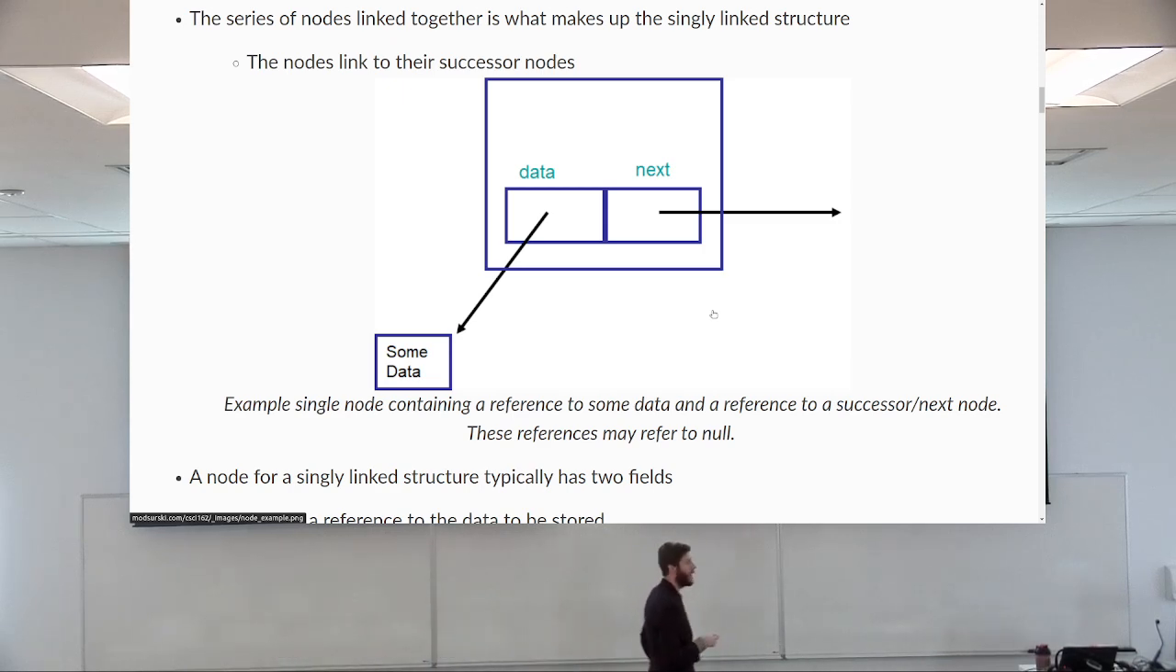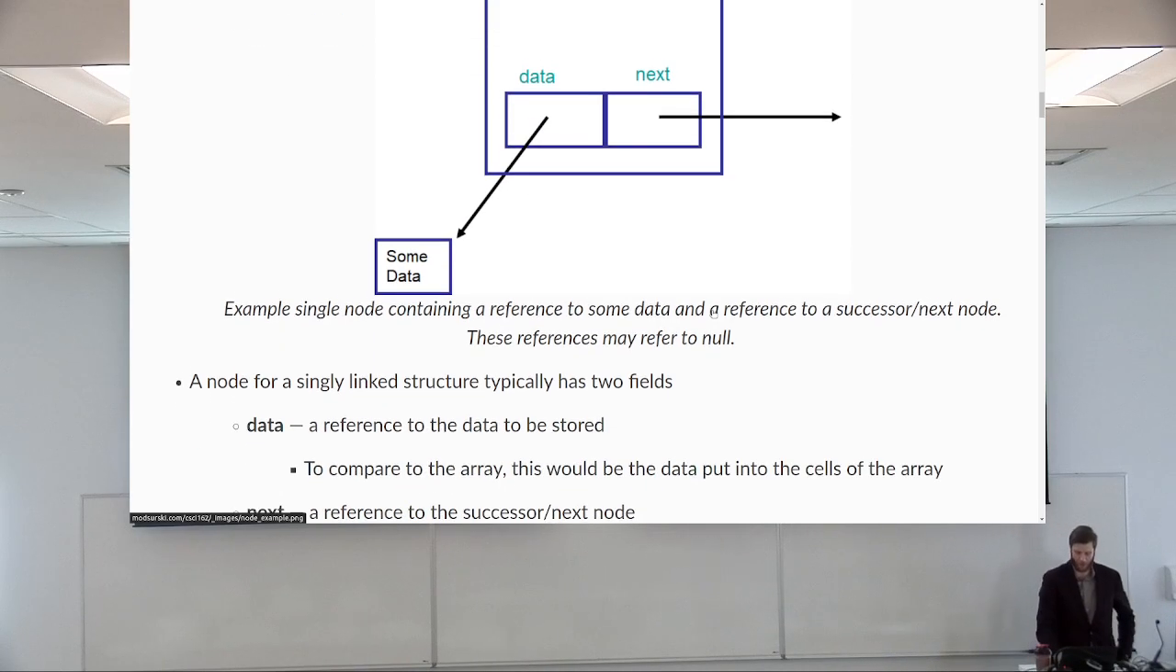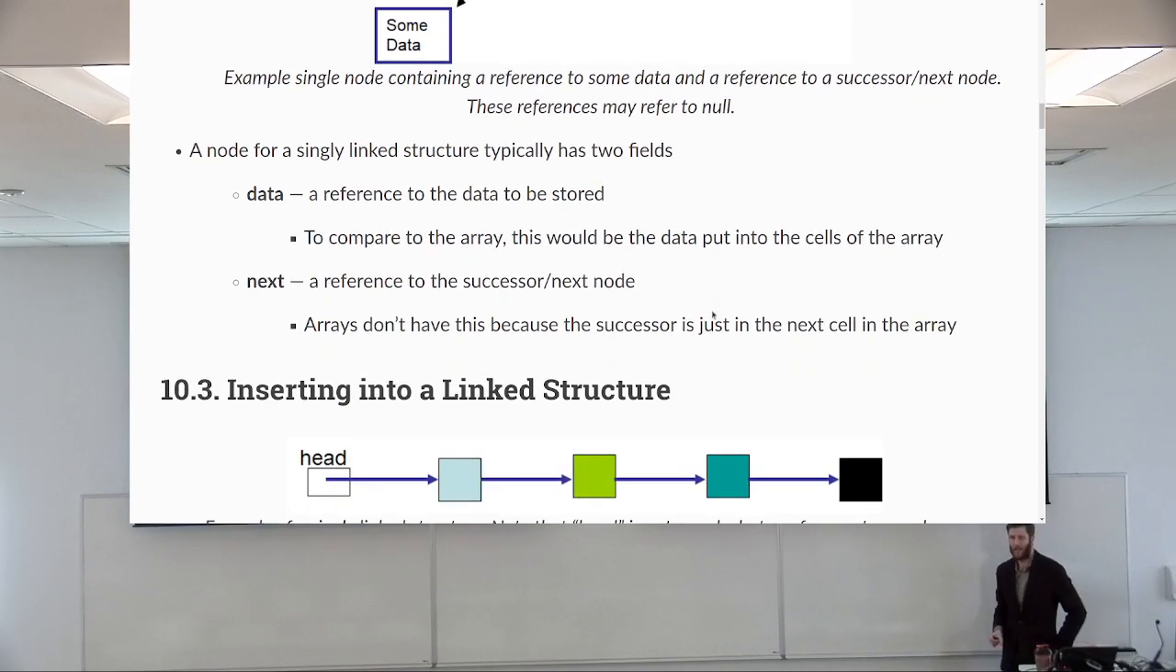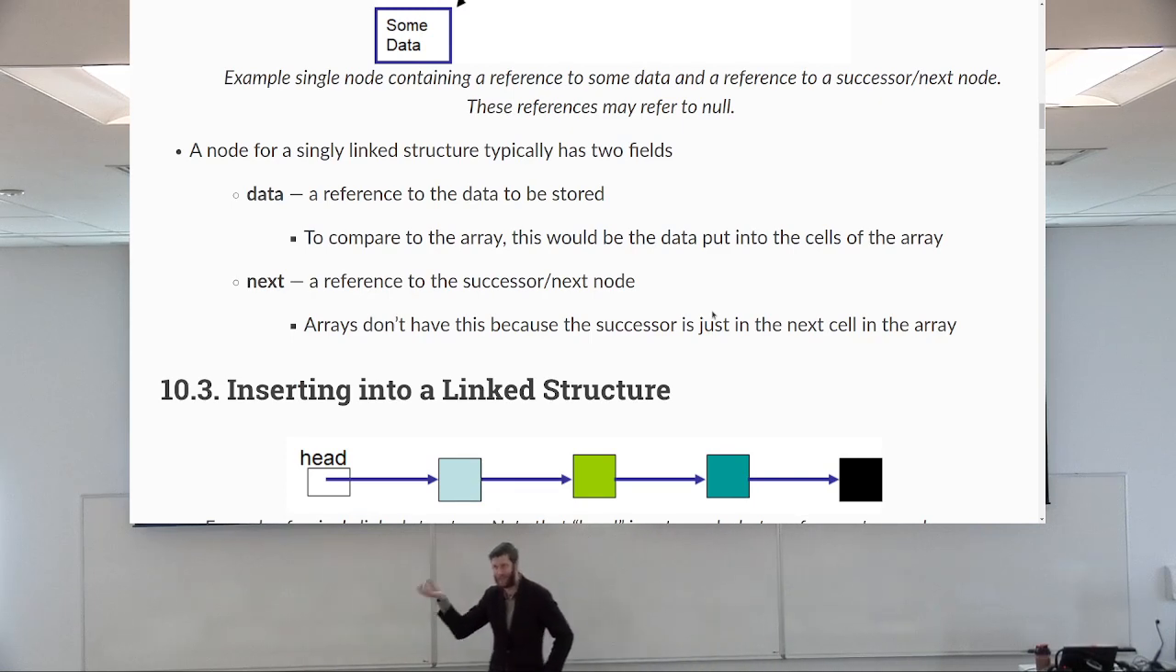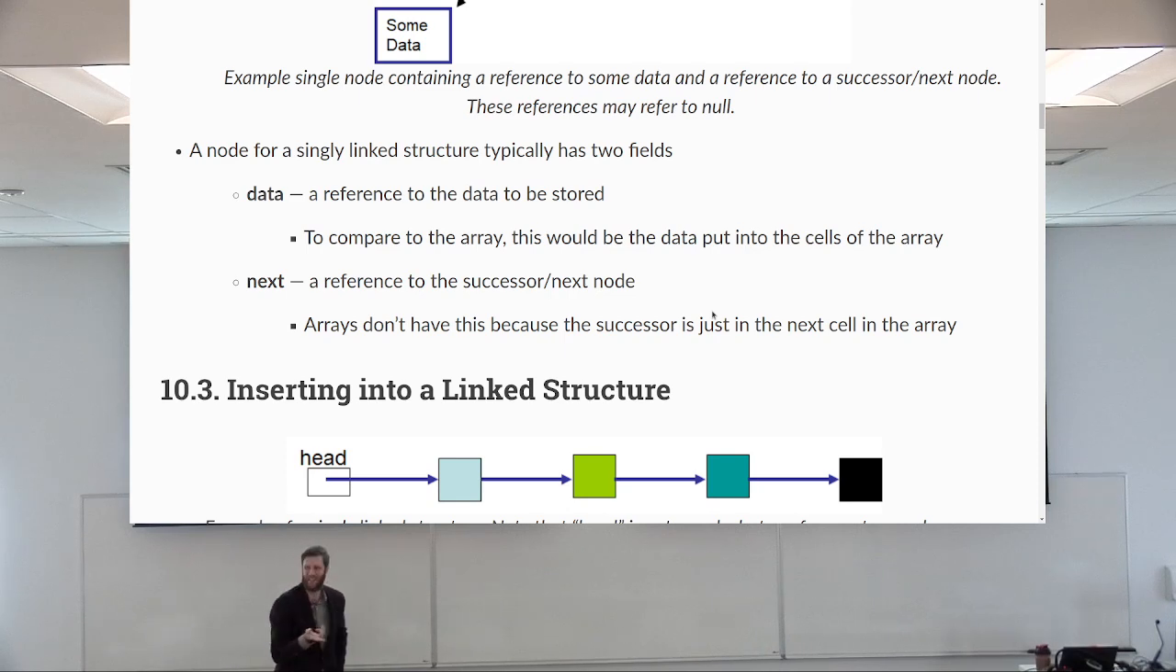This right here is the basic building block of the node. It's got two fields, data and next. Data, a reference to the data to be stored. To compare this to the array, this is the element stored at some index in the array. This is the data actually in the cell of the array. And next, well, like I just said, there really is no analogous thing in an array because the array has it just built in with how the array is built, where it's just, well, index i plus 1 is the next thing.